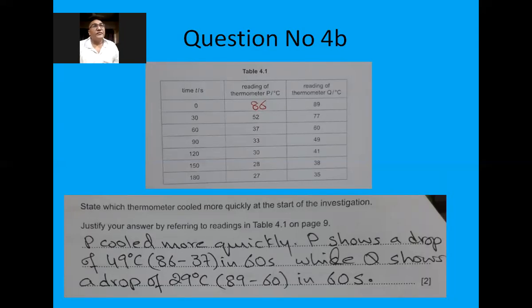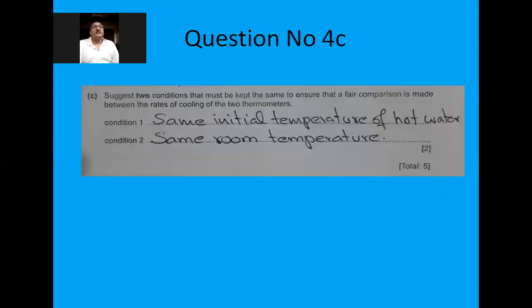Okay. So now we are at the end of this question paper. Last question. He says, suggest 2 conditions that must be kept the same to ensure that a fair comparison is made between the rates of cooling of the 2 thermometers. There can be many things. One thing can be the same initial temperature of the hot water in which you dip both thermometers; the hot water should have the same temperature. And the room temperature in which you put the thermometers P and Q to cool down should be the same. There can be many reasons, I just mentioned two here.